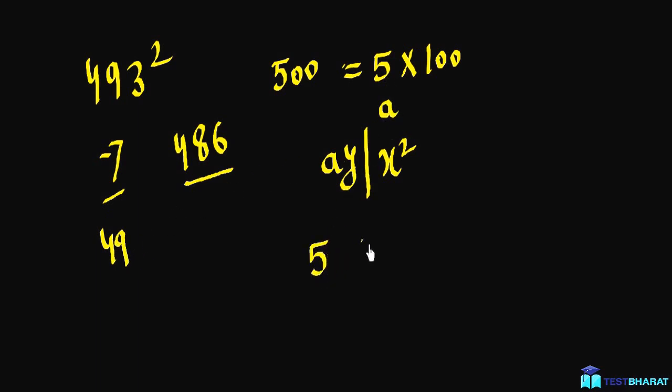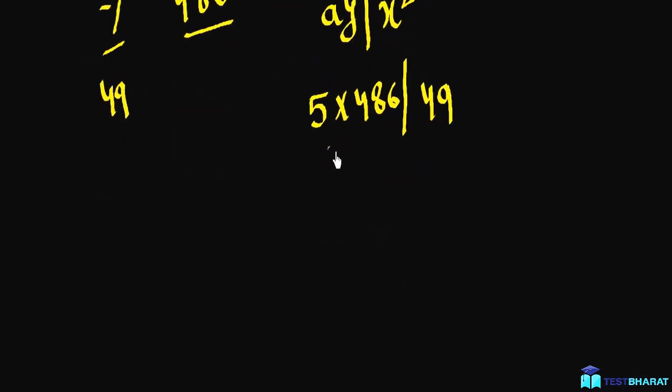So I can write it as 5 into y, which is 486, and x square is 49, and I can count the number of zeros here, that is 2. So 2 digits will be in there. I have to multiply 486 into 5: 6 into 5 is 30, 3 is carry forward, 5 into 8 is 40, and 3 was carry forward, so it is 43. Now 4 is carry forward, 5 into 4 is 20, and 20 plus 4 is 24.